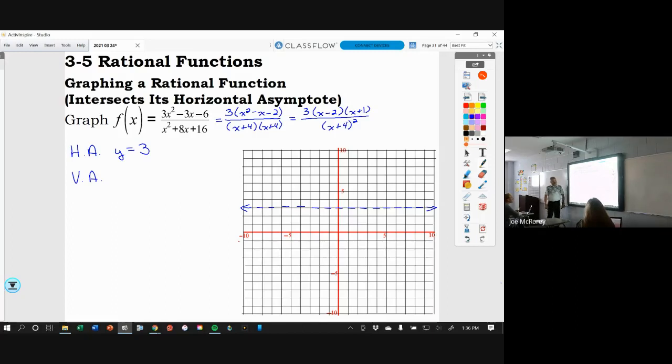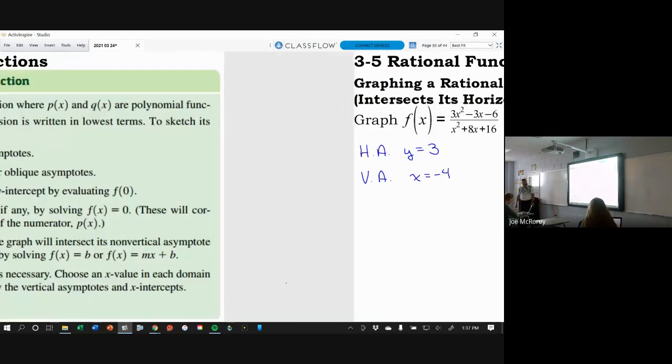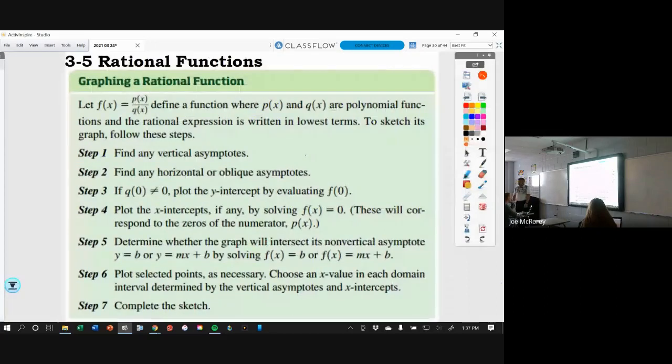What would x have to be to make the denominator 0? -4. So x equals -4 is a vertical asymptote. Here's -4, here's a vertical asymptote. Okay. So I'll go back a slide real quick. Step number 1, find vertical asymptotes. Done, even though we did it second. Step number 2, find a horizontal or oblique. We've done that as well.